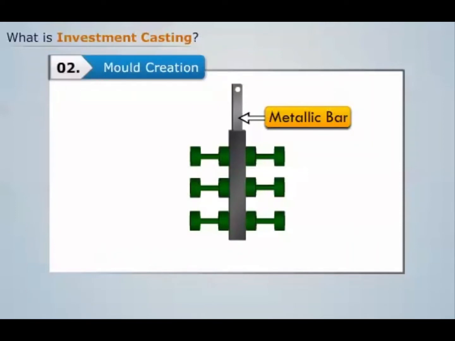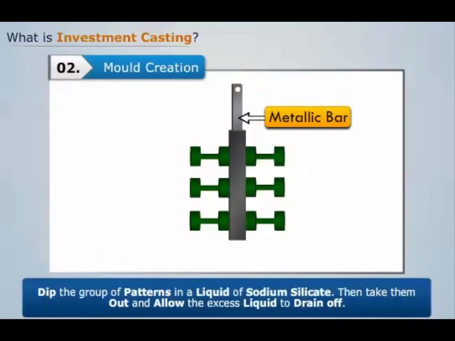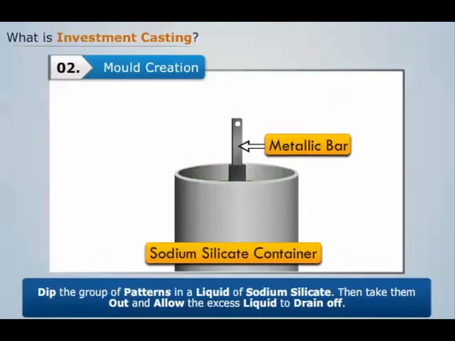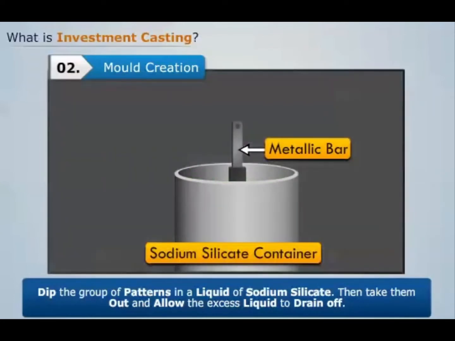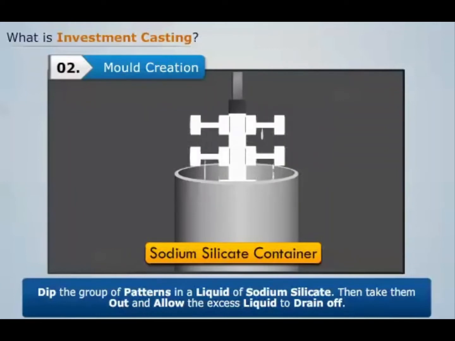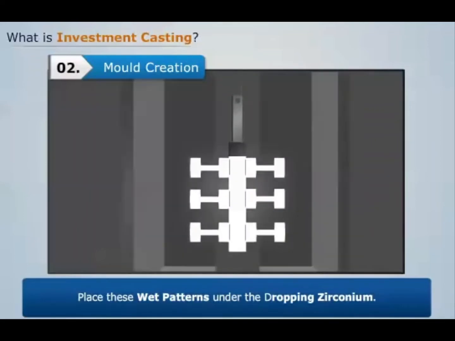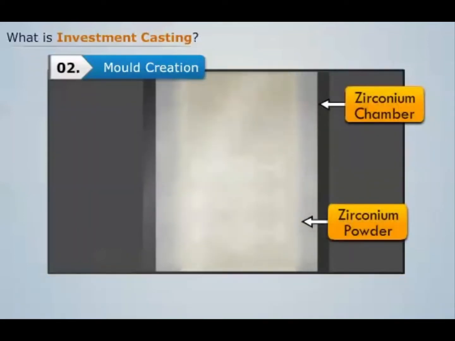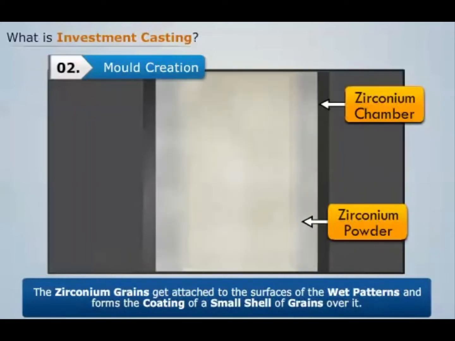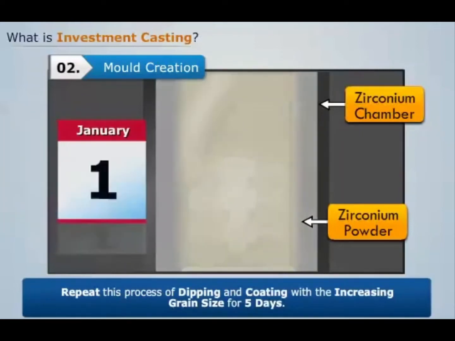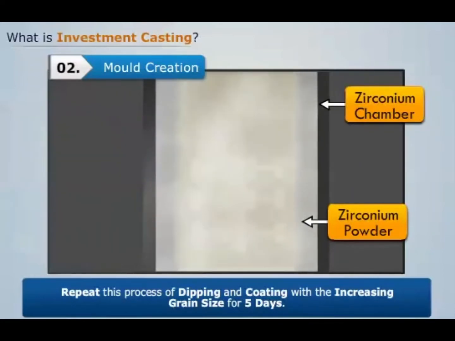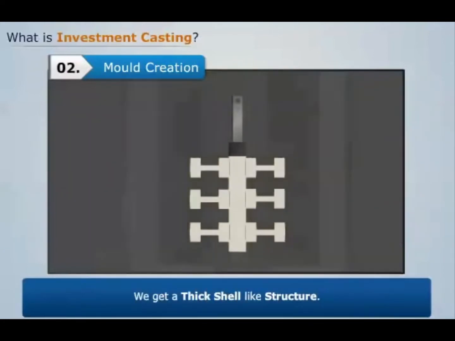The next step is mold creation. For this, dip the group of patterns in a liquid of sodium silicate. Then take them out and allow the excess liquid to drain off. Now place these wet patterns under the dropping zirconium. We see that the zirconium grains get attached to the surfaces of the wet patterns and form the coating of a small shell of grains over it. Repeat this process of dipping and coating with the increasing grain size for 5 days. Thus we get a thick shell-like structure.